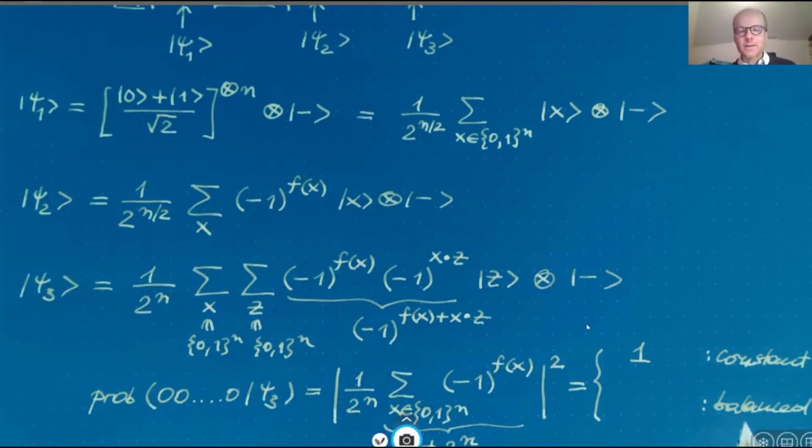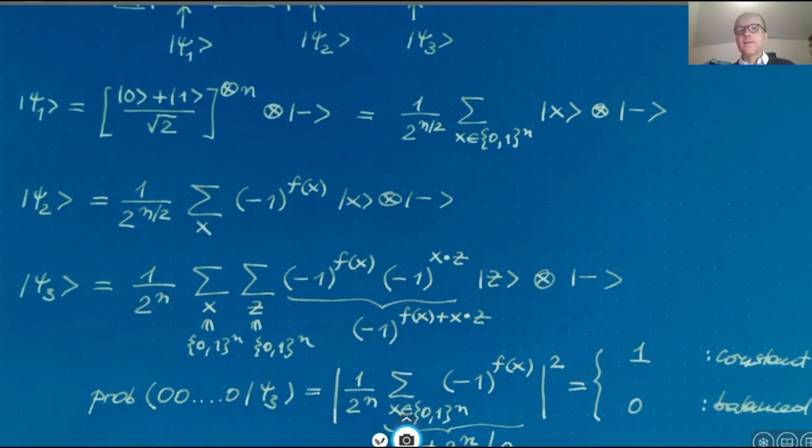What happens if the function is balanced? Then in this sum, half the contributions will have one sign, so -1 to the power f of x will be, say, +1, and the other half will give -1. And when we add them all up, they cancel each other, and this sum will be 0. And therefore the probability will be 0. This means that if the function is balanced, then it is impossible that measurement on the n data qubits gives only zeros. It is certain that at least one of the measurements on the data qubits will give 1.